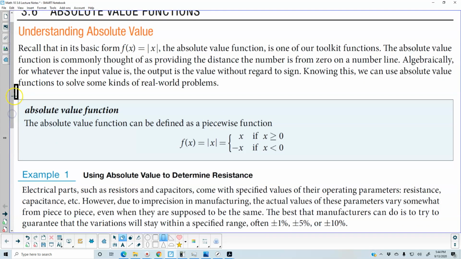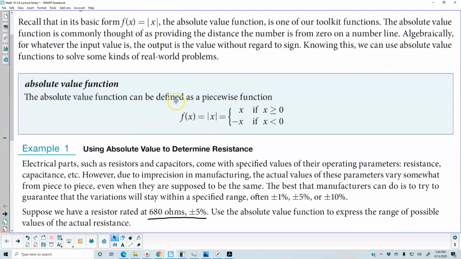The absolute value function. The absolute value function can be defined as a piecewise function. f of x is equal to the absolute value of x, where we have positive x if x is greater than or equal to 0, or it could be negative x if x is less than 0.